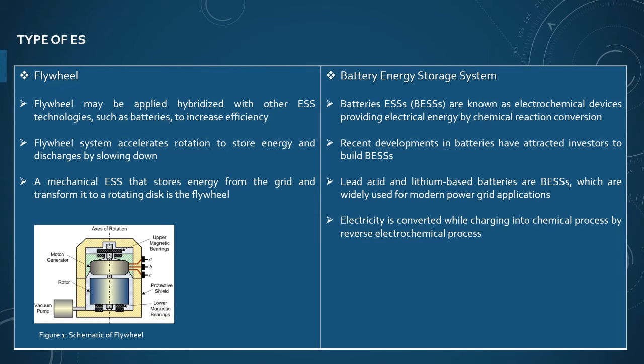A mechanical ESS that stores energy from the grid and transforms it to a rotating disk is a flywheel. Below, I attach the components of the flywheel device. So, the next is BESS.